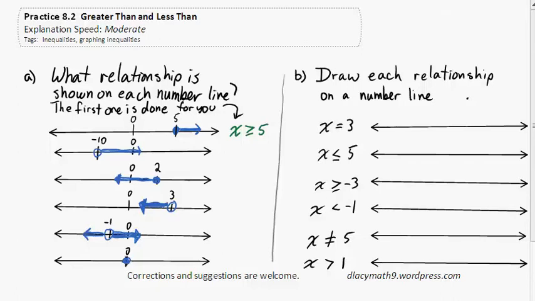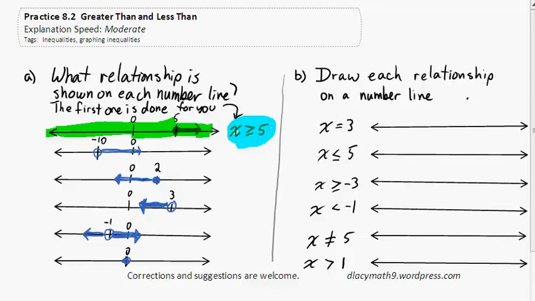So the idea is to look at this picture here on the left, interpret it, and then conclude that the answer is that x is greater than or equal to 5. Look at the rest and see what you get for those, and then move on to B, where you draw the image on the number line. Please pause the video while you give this a try.